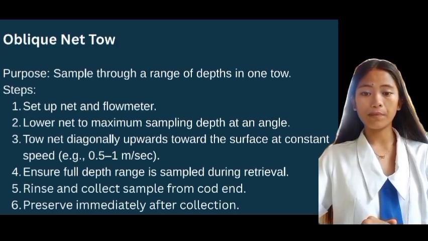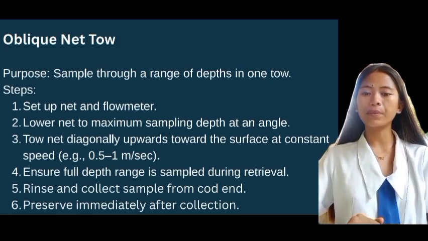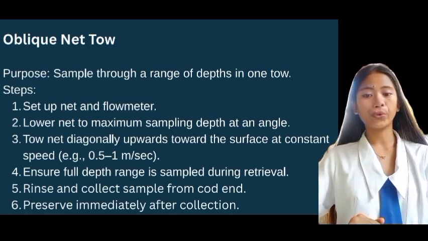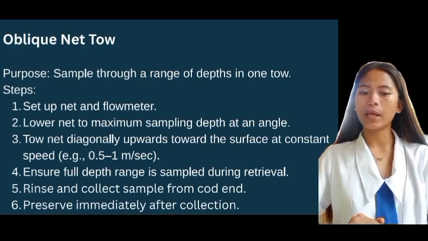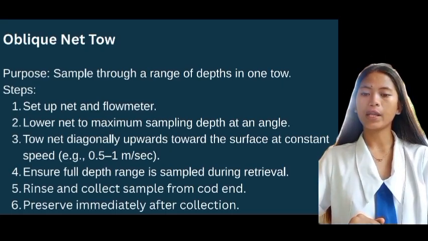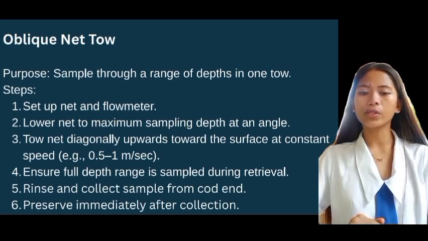We have 6 steps on this. Step 1, set up net and flow meter. Step 2, lower the net to maximum sampling depth at an angle. Step 3, tow net diagonally upwards toward the surface at constant speed.